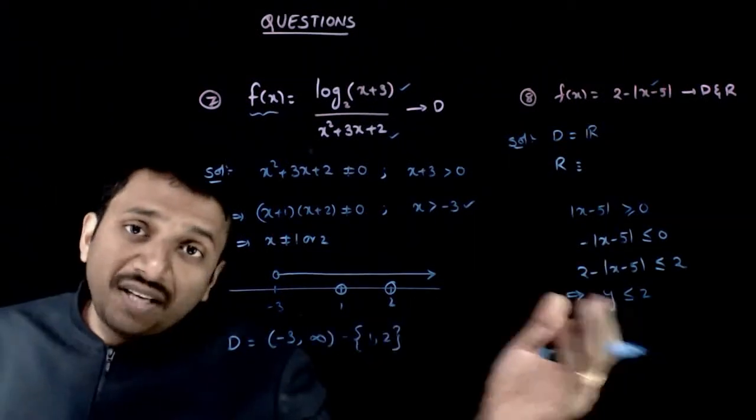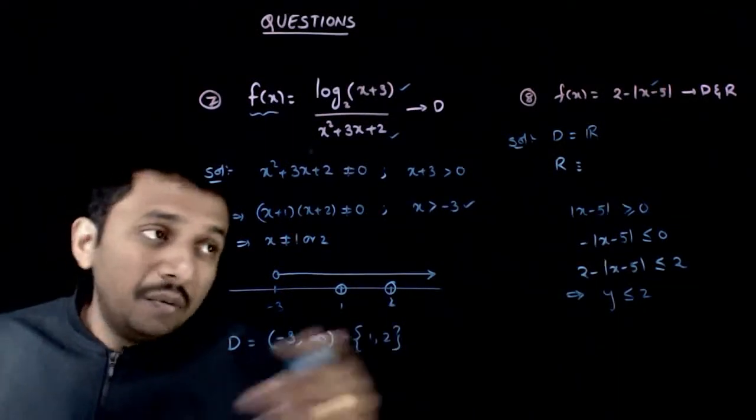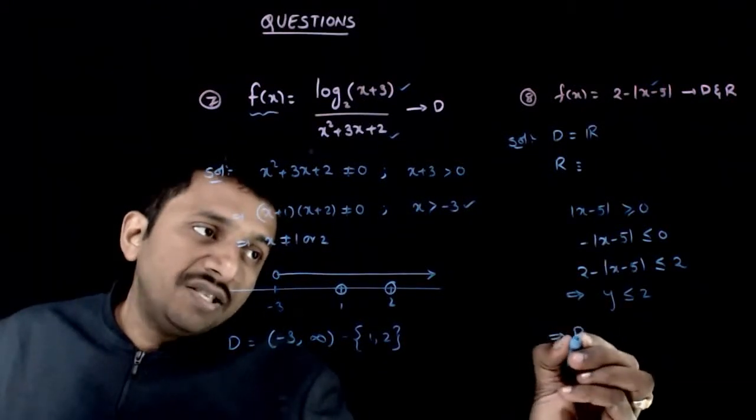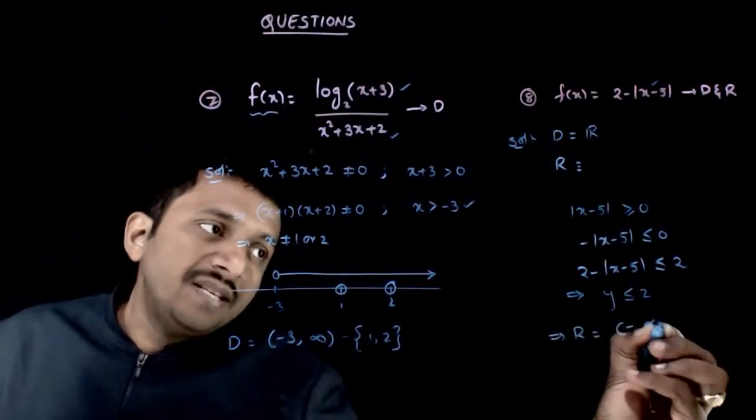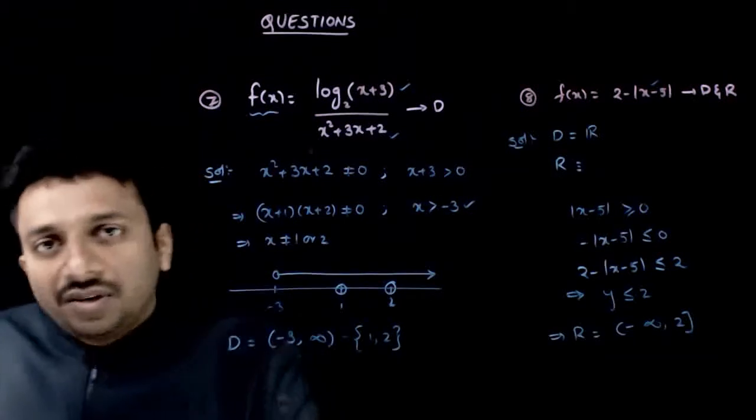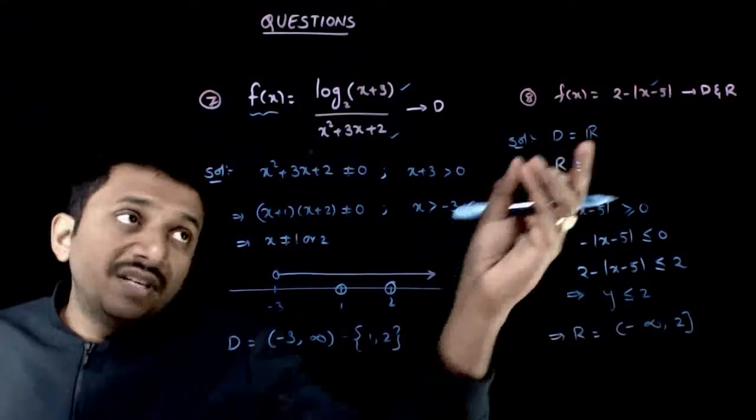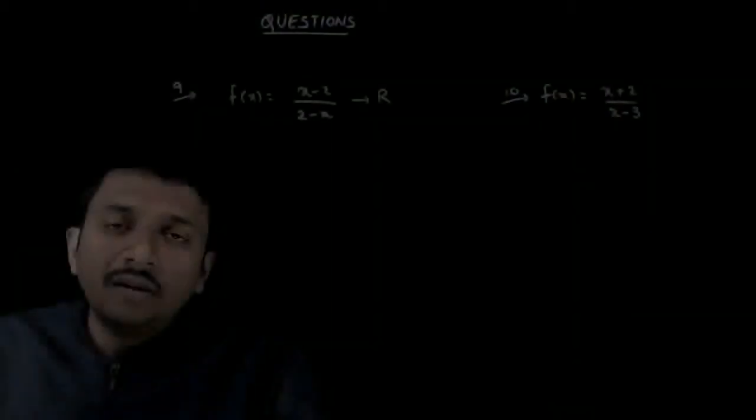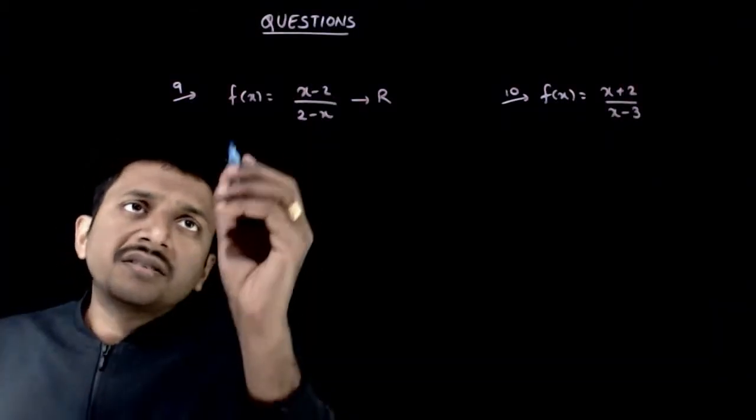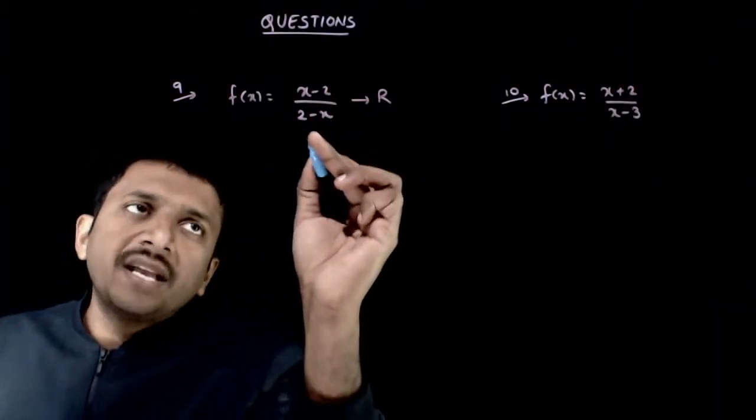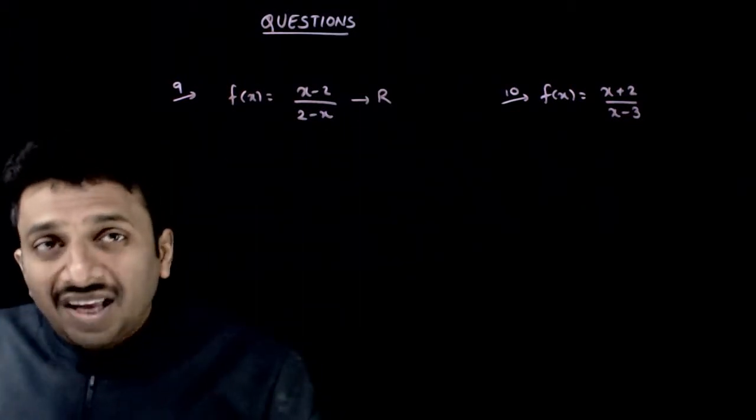So if the value of y is always less than or equal to 2, what is the meaning of this? The range is nothing but minus infinity to closed 2. So this is the range of this function. So the next question is f of x is equal to (x minus 2) by (2 minus x). Find the range of this function.